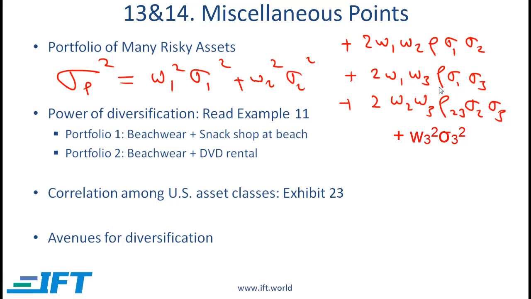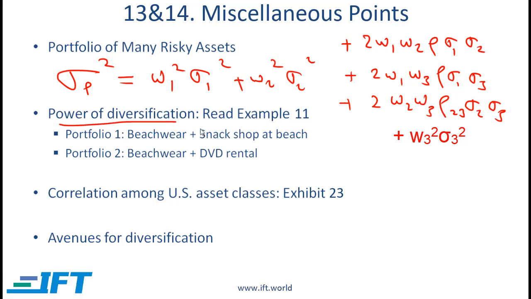Clearly, this is the correlation between 1 and 2. This is the correlation between 1 and 3. Now, you can see why something like this probably will not show up on the exam. Conceptually, it is straightforward, but from a calculation perspective, it can get fairly tedious.